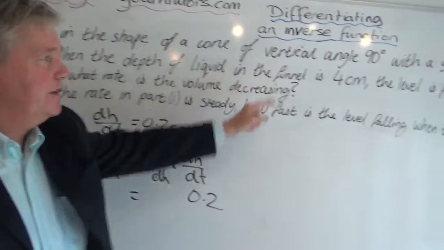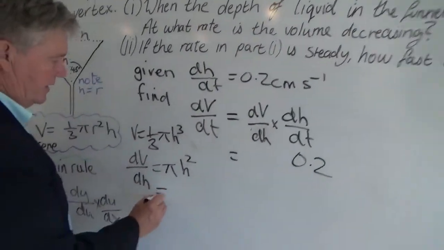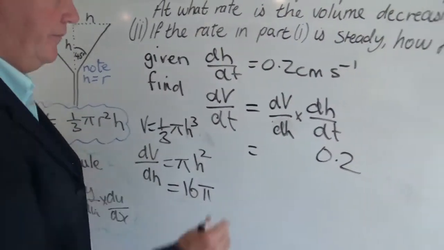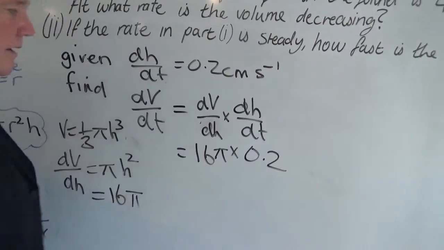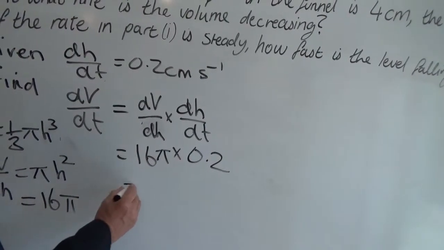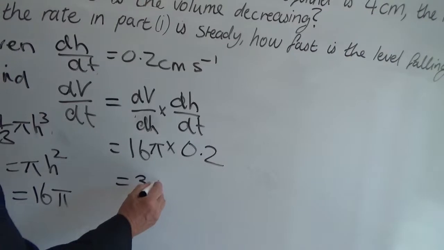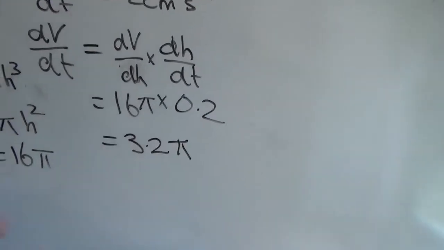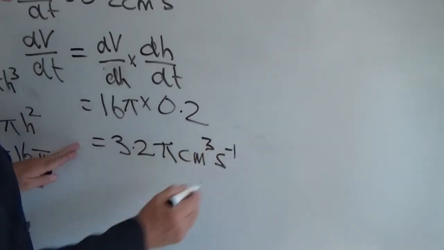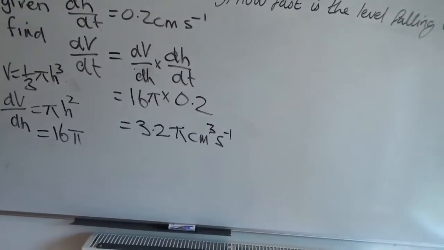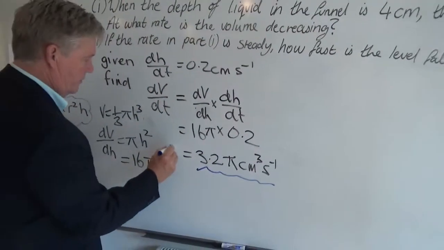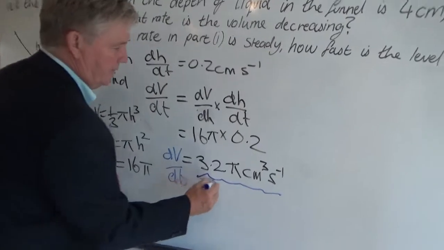So I can put pi h squared. When the depth of liquid in the funnel is 4 centimeters, so if h is 4, we're going to get 4 squared is 16 pi. So we've taken dV/dH, we've dropped it in here, and that becomes 0.2 times 16 pi, that's a fifth of 16, which is 3.2 pi. Now this is dV/dt, so the units will be centimeters cubed per second. And that's part one. I'll just underline that.